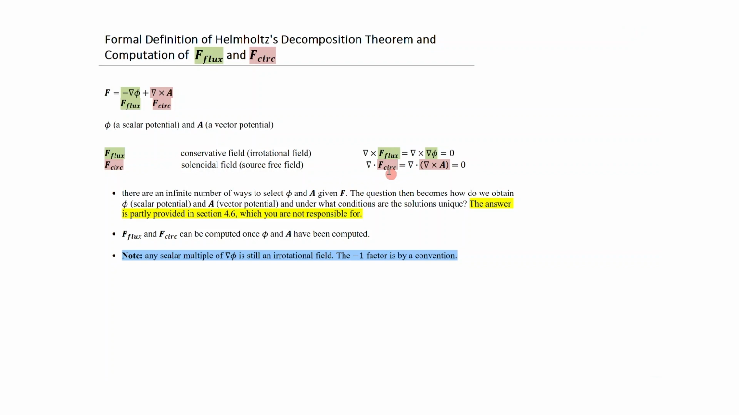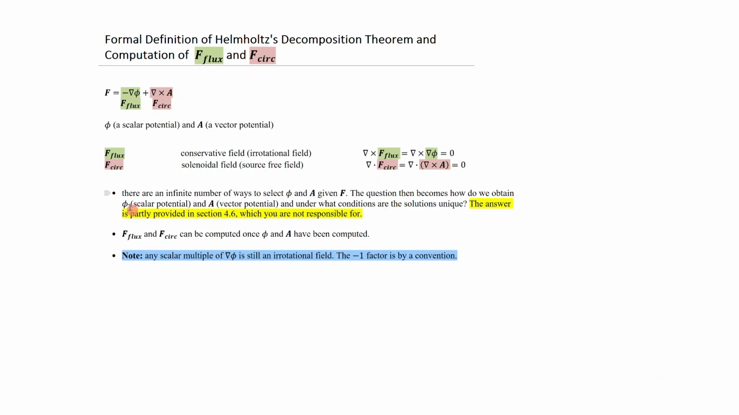On the other hand, if you take the divergence of the circular component of the field, which is described by the curl of the vector potential A, the divergence of that will also be equal to 0 according to a vector identity, which we described in a previous lecture. So these are generally terms that we can state right off the bat.